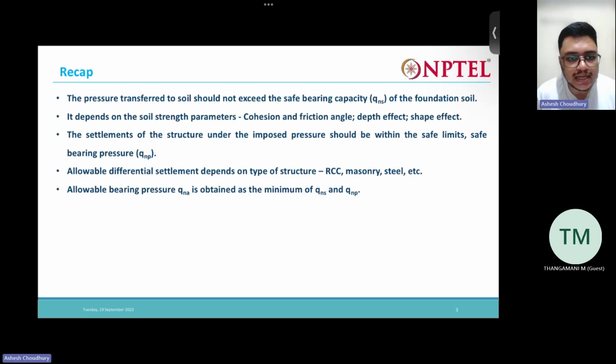All right. Next, the settlements of the structure under the imposed pressure should be within safe limits. That is the safe bearing pressure. So the settlements or the differential settlements should be under limits. And the limits of these differential settlements actually vary from structure to structure. For masonry structures and for steel structures, these are different. And these are clearly mentioned in the code. In the Indian standard codes, these are properly given. The net safe bearing pressure is obtained as the minimum of the safe bearing capacity and the safe bearing pressure. Right.